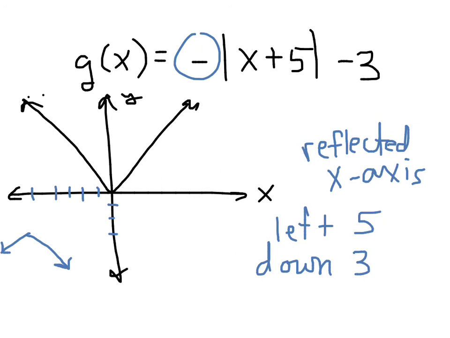Then describe the domain and range. And we haven't done that part yet, but if I look at the new one, the blue one on there, the domain is still all real numbers because it goes to the left and right forever. But the range is now different. The range is when y is less than or equal to -3. Okay?